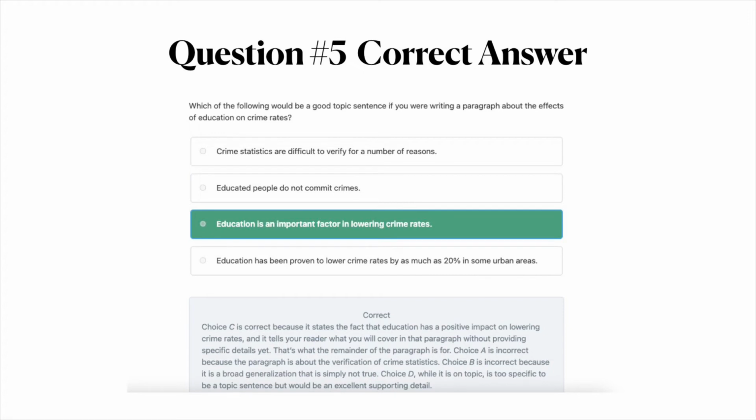Choice A is incorrect because the paragraph is about the verification of crime statistics. Choice B is incorrect because it is a broad generalization that is simply not true. Choice D, while it is on topic, is too specific to be a topic sentence, but would be an excellent supporting detail. Let's move on to question number 6.